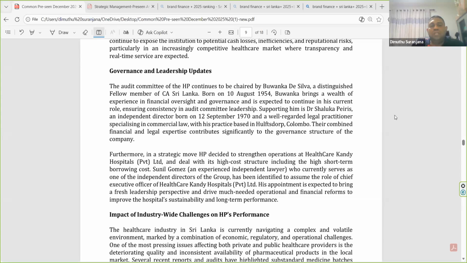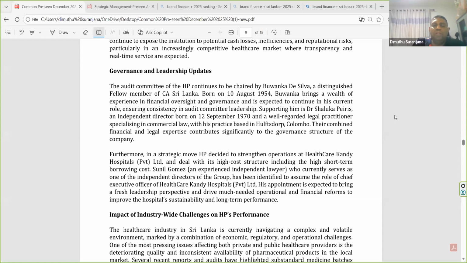Right. Furthermore, in a strategic move, HP decided to strengthen operational healthcare and Hospital Private Limited, to deal with its high cost structure, including high short term borrowing. First, Sunil Gomes, who currently serves as one of the independent directors of the group, has been appointed to assume the role of Chief Executive of Healthcare and Hospital Private Limited.